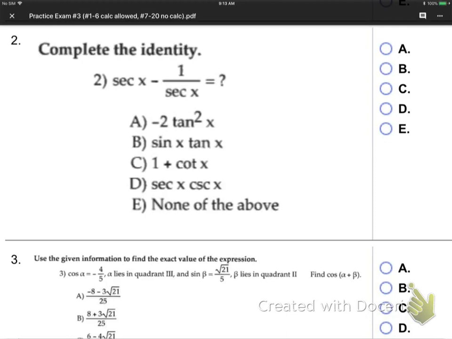We're going to have 5 identities on this test. Is that true, 4 or 5? I think there's 5. I can't remember. We'll see that when we get to part 2. So there's 4 or 5 identities out of 20 questions. So that's 1/4 or 1/5 of the exam, depending whether there's 4 or 5. So that's a lot of the exam.